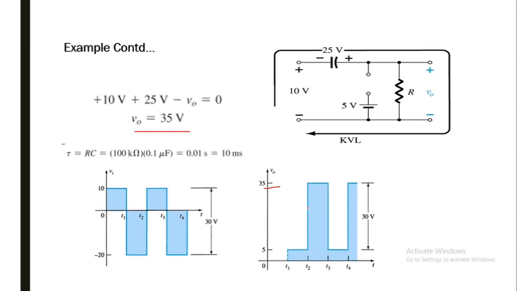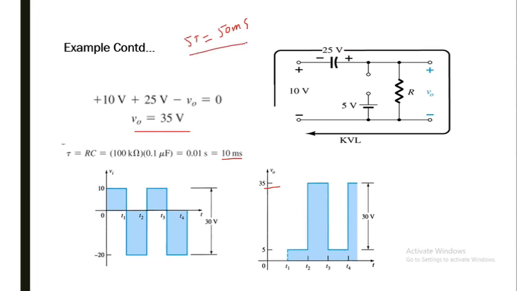And if you calculate the time constant tau, which is RC, that will be equal to 100 kilo ohm times 0.1 microfarad, which gives us 10 millisecond. So 10 millisecond is the time constant, and we know 5 tau is the discharge time, that will give us 50 millisecond as the discharge time of this capacitor.